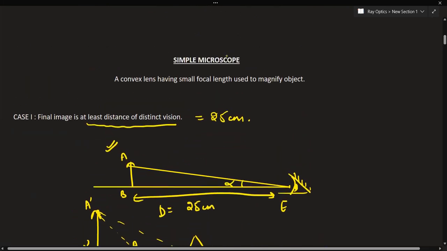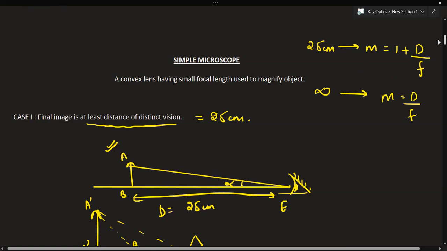Before doing the revision of the derivation, remember, when the image is formed at 25 centimeters, in short, the magnification becomes 1 plus D by F, where capital D is the least distance of distinct vision and F is the focal length. If the image is formed at infinity, just eliminate the 1. Remember only D by F. Forget the rest of the terms. So these are the two cases in the simple microscope, the formulas which you have to remember.